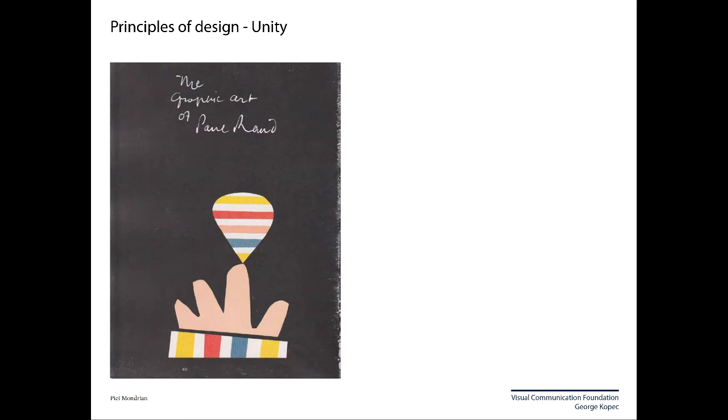This is a book cover by Paul Rand, and the book contains the work of Paul Rand. Paul Rand was a very important American designer from the 50s and 60s. So what do we have here? The similar pattern links these two objects together.